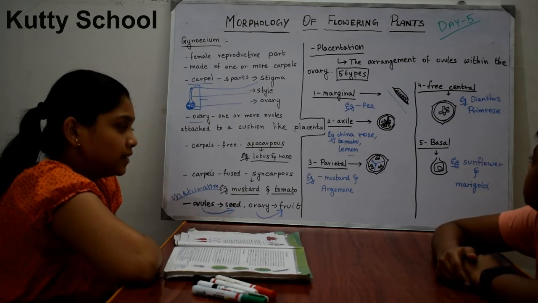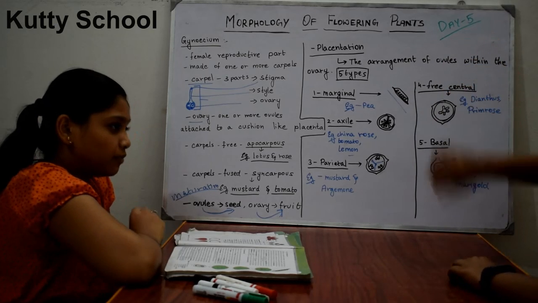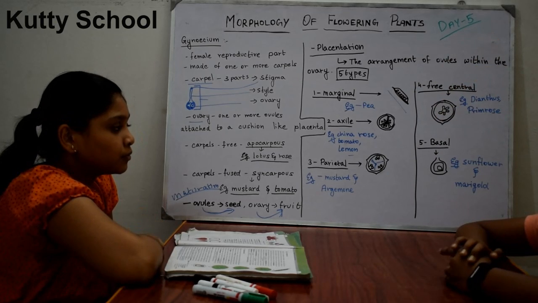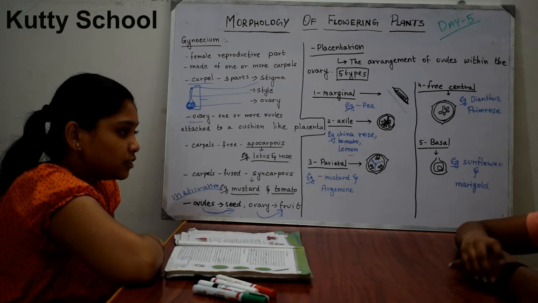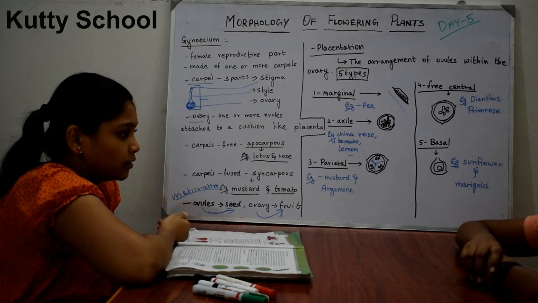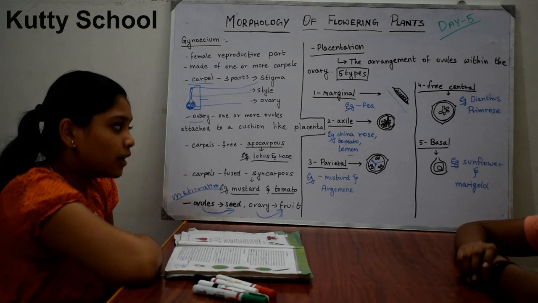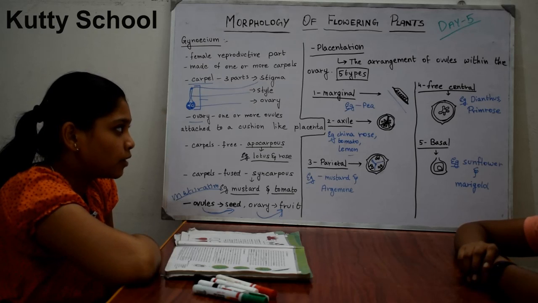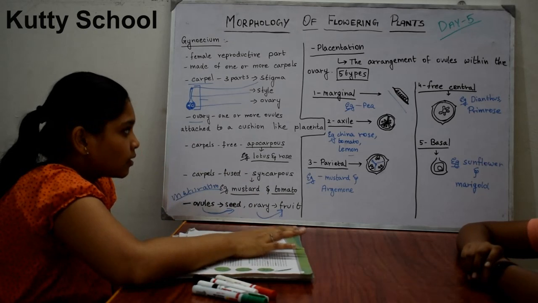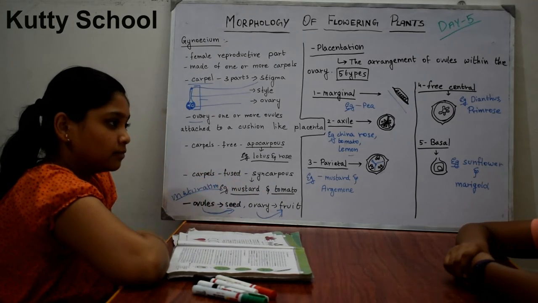Free central placentation, without any cavity. It will be floating freely at the center. Example dianthus and primrose. And basal placentation. Basal placentation is nothing but presence of only one seed, like mango. Examples are sunflower and marigold. Even mango you can take. So these are the 5 types of placentation: marginal, axial, parietal, free central, and basal.